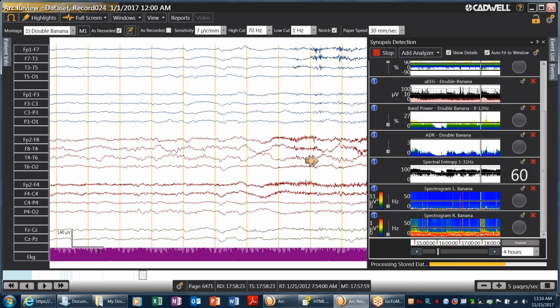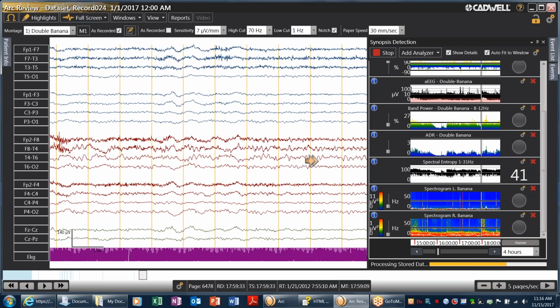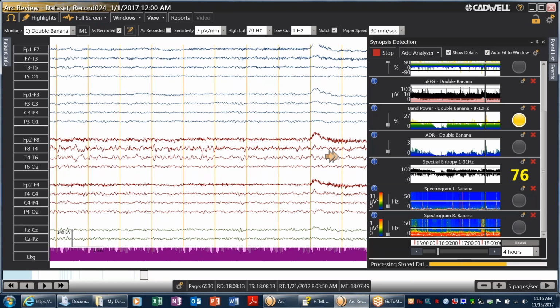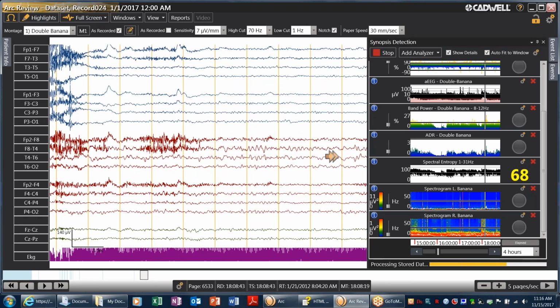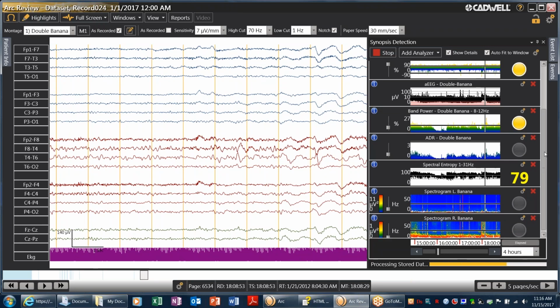Page through here. Here's a spike in activity. Doesn't really have a particularly strong correlate. Some EMG maybe. Let's see if we find any of these. This is an interesting amplitude transition here. So you go from this right here.